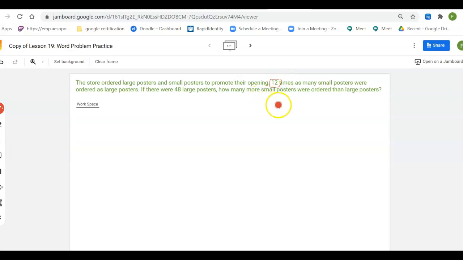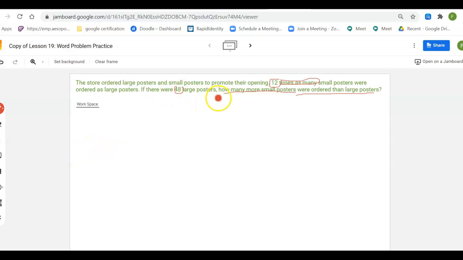Got the number 12. Now this says times as many, so 12 times as many. Now we studied this earlier in our school year with multiplicative comparisons. You've got 48 large posters here, and how many more small posters were ordered than large posters?